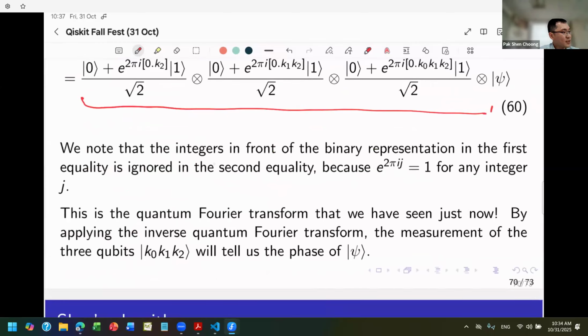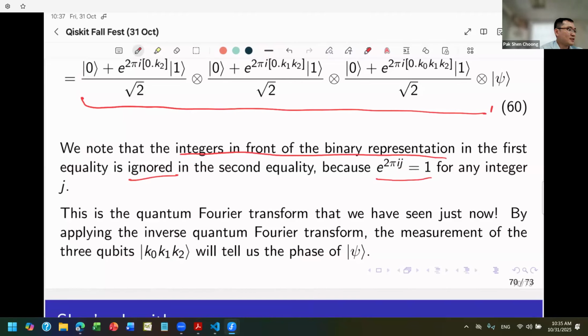Like I said over here, the integer in front of the binary representation is ignored, because every integer j multiplied with e to the power of 2 pi i, it will be equal to 1. Sorry, it's just 2 pi i j. Oh, okay, I know what I mean. So if j is an integer, then basically that equals 1. So you can disregard the effects of integers.